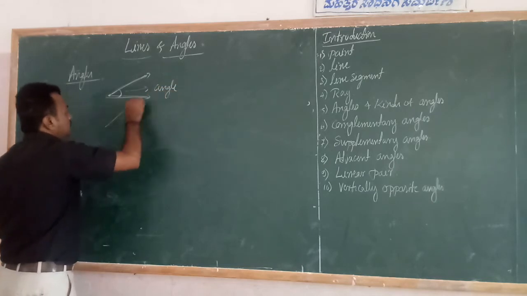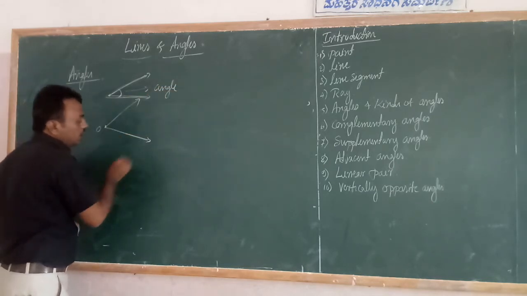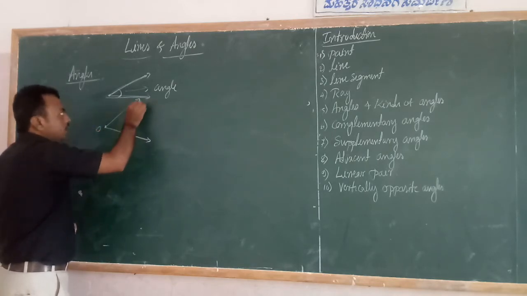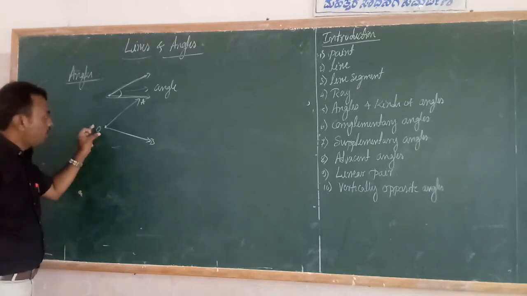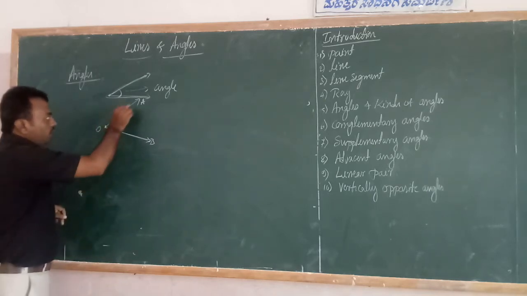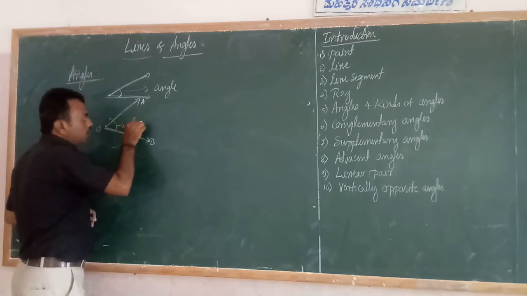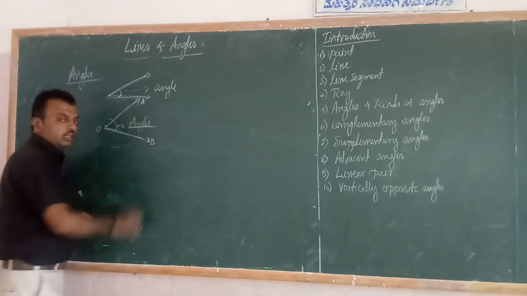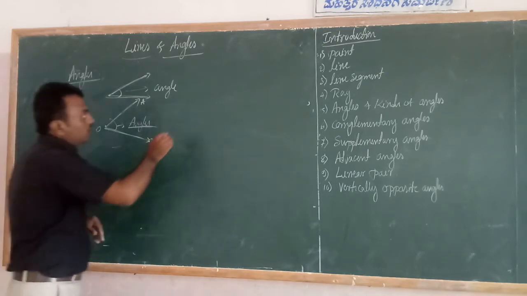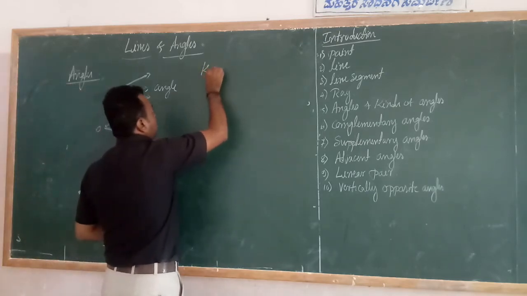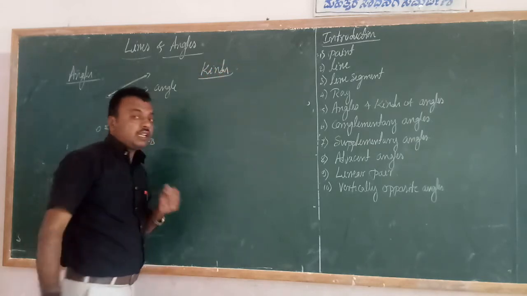Like this is one ray from the point O, and this is another ray from the same point. OA and OB are the two rays. They start from O and form one shape, AOB. So this is called an angle. Now come to the types of angles, or kinds of angles. Both are the same. So how many kinds are there? There are 6 kinds.